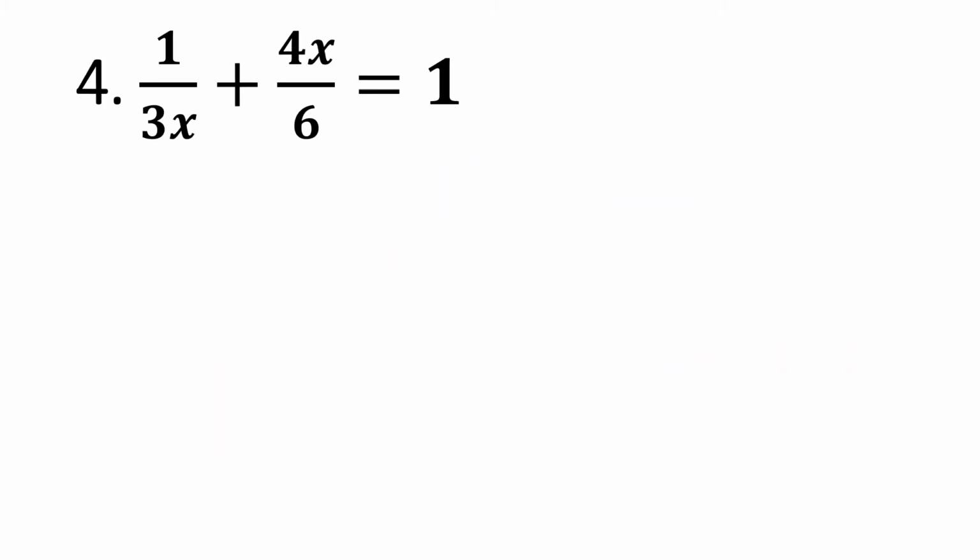For our fourth example, we have 1 over 3x plus 4x over 6 equals 1. First, we have to get the LCM. So the LCM for 3 and 6 is 6. Then we have x, so we multiply the whole equation by 6x.